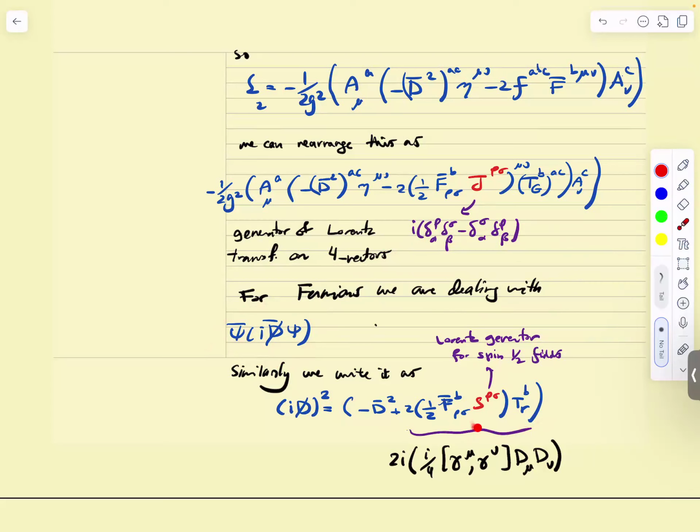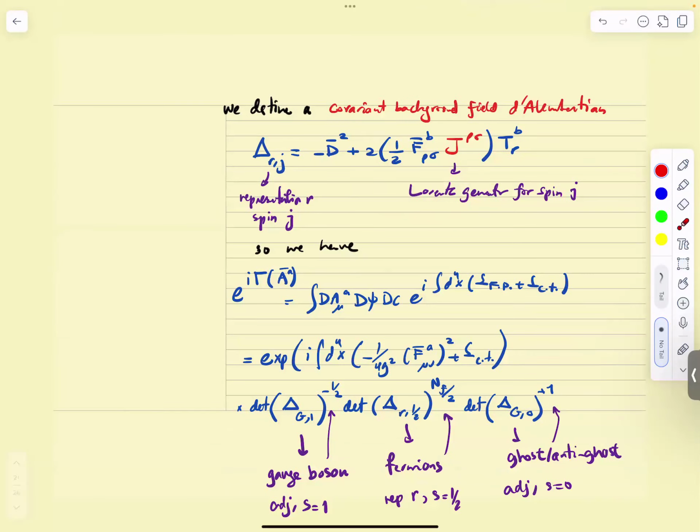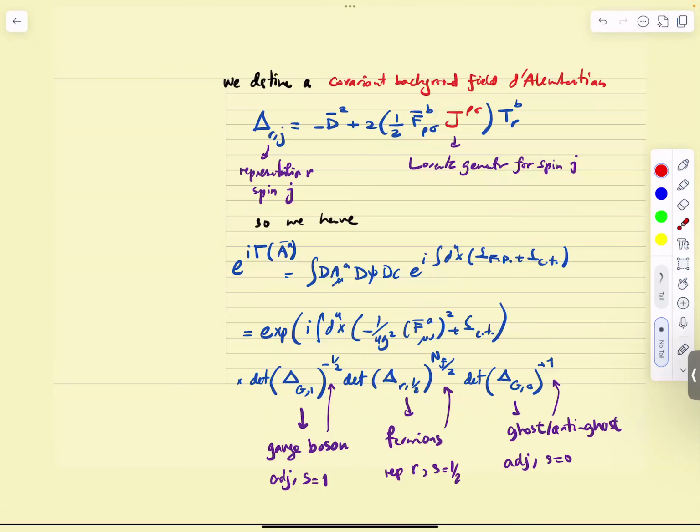And over here, after massaging it, writing in this form, what sits here is exactly of the same form. Now, what sits here is the Lorentz generator for spin half fields. What it looks like is actually exactly this. So this is the Lorentz generator for spin half fields. In general, what we have is that when you calculate the covariant background fields, if you have a field in representation little r and spin j, this is for gauge theory, right?